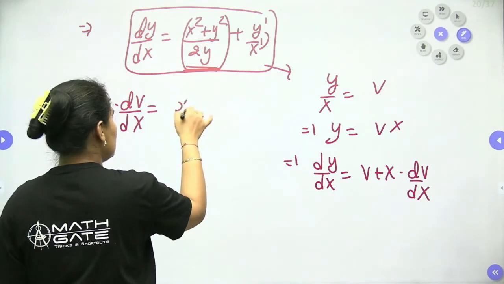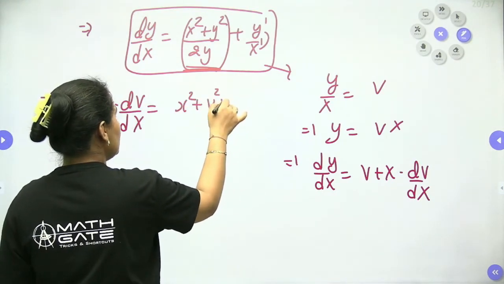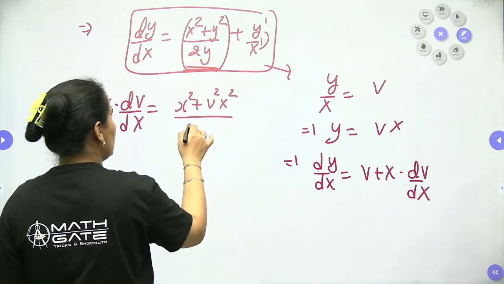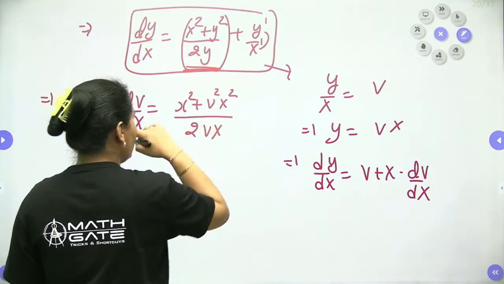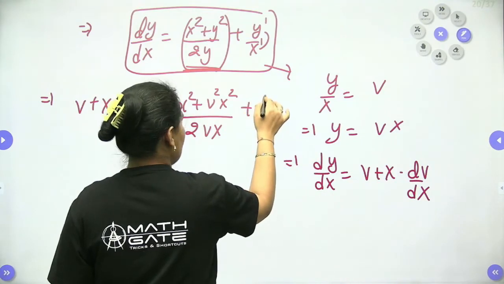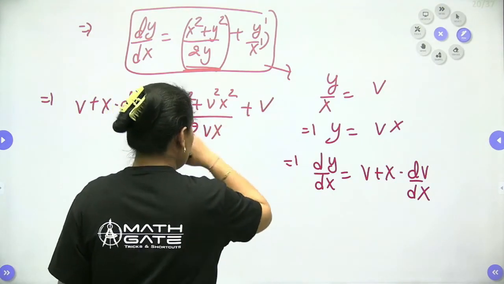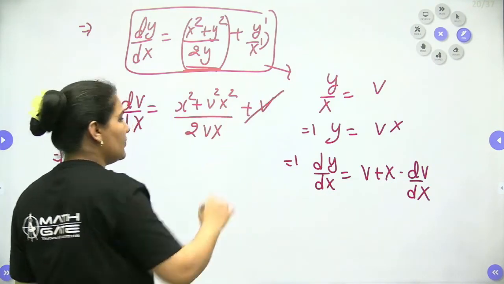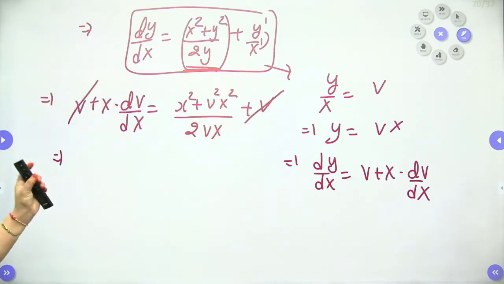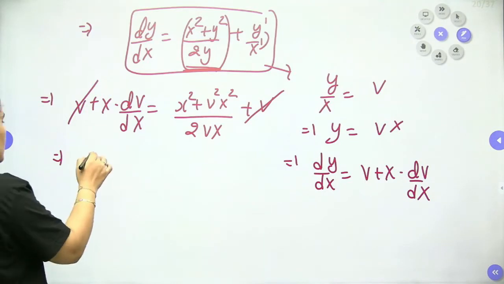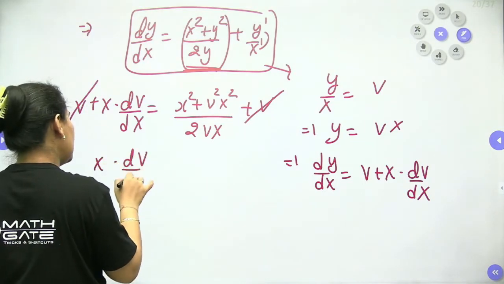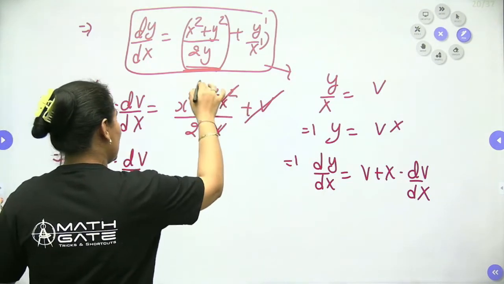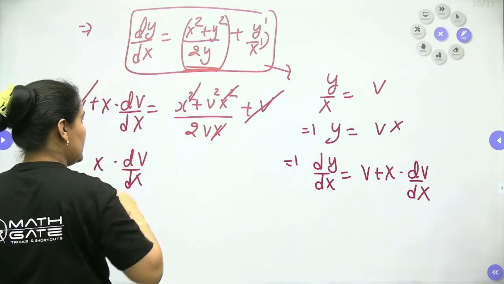So x square will be as it is, y square will be v square plus x square, v square into x square divided by 2vx. Yes, plus it will be v only. Okay, now we can approach, even we can cancel out v and v, right? So we will have x into dv by dx. We can cancel out x and x also, right?